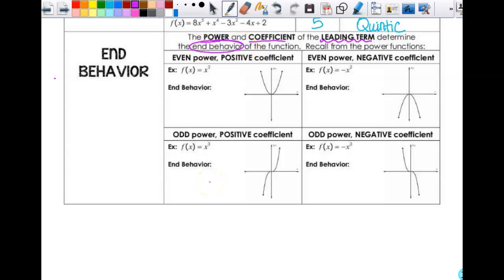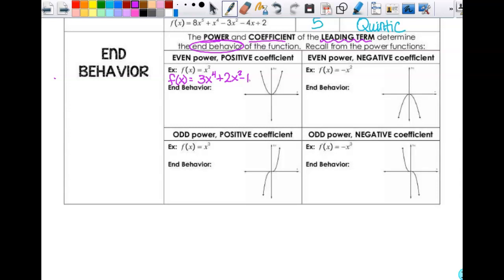So we're going to recall from the power functions that if I have f of x equals x squared, I know that it looks like this, and I can figure out the end behavior. But if I have, this just says even power positive coefficient. So for a polynomial, because this is not a polynomial, my polynomial could be f of x equals 3x to the 4th plus 2x squared minus 1. Right? So let's say I have that. That does not look like a quadratic. Okay? That's going to look like something else that you don't know what it is right now, and that's okay. But what you do know is what the end behavior is.